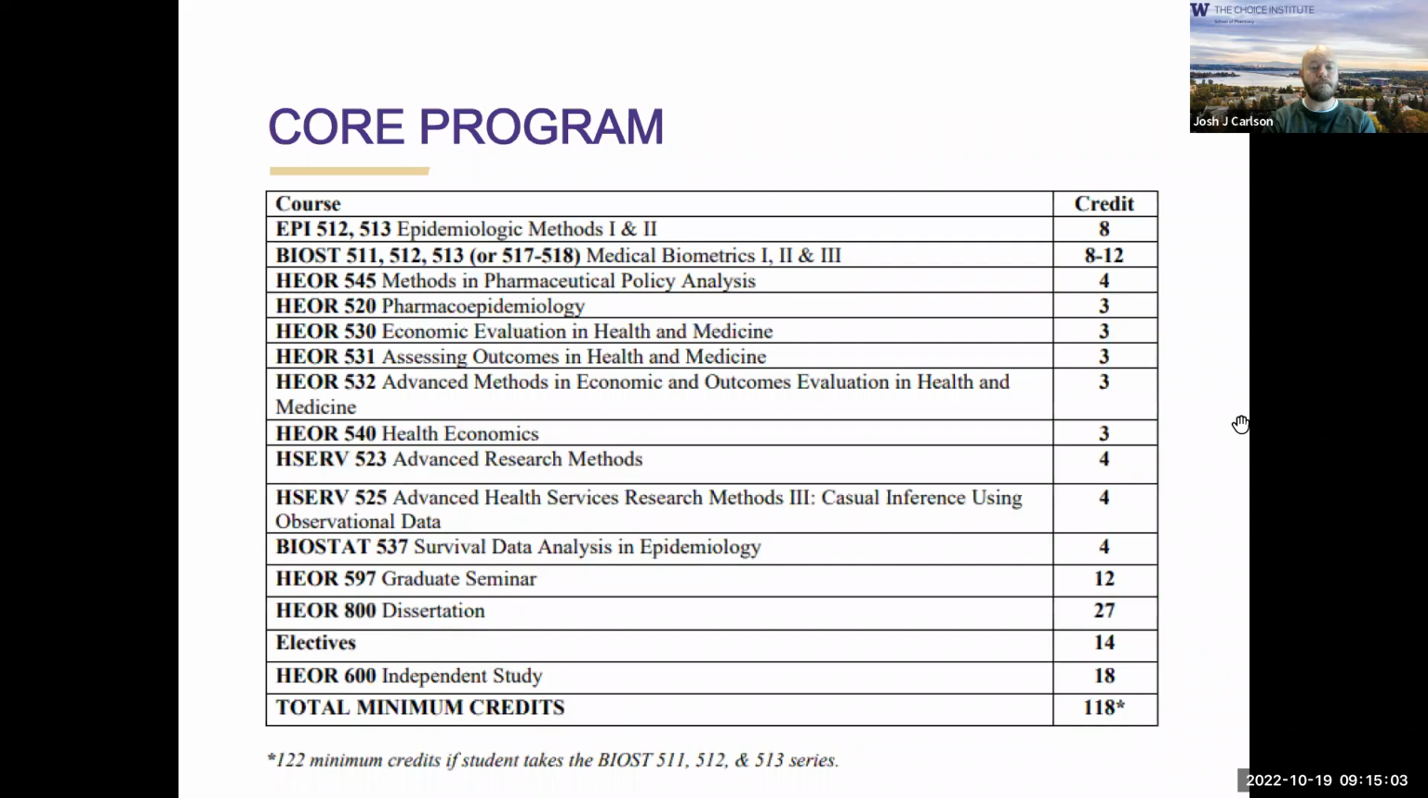So here is the core program. And again, this is available, and I'm not going to go through all of this, but basically this covers courses in epidemiology, biostatistics, pharmacoepidemiology, health economics and outcomes research, causal inference, etc. And you can see at the bottom, it includes some of these other areas and the required credits that are needed in order to graduate, covering the dissertation credits, independent study credits, and the seminar series.